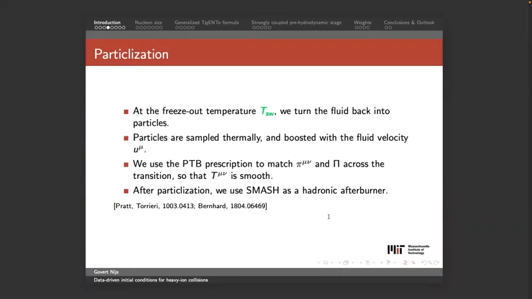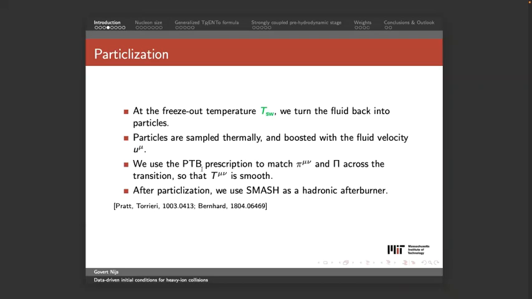So our particlization is also pretty standard. We have a freeze-out temperature, which we vary in the Bayesian analysis. At that temperature, we turn the fluid back into particles, and that we do by sampling thermally and then boosting with the fluid velocity. And then we use the BTB prescription to match the shear tensor and the bulk pressure, so that the stress tensor is entirely smooth, or at least continuous. It's Pratt-Torrieri-Bernard. Why do you need a prescription for doing that matching? It's the one we historically implemented first.